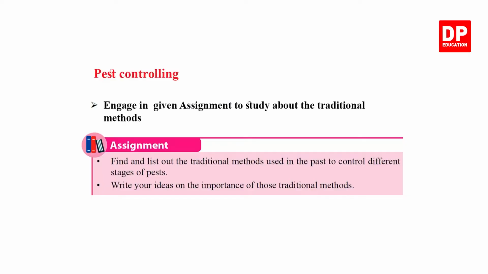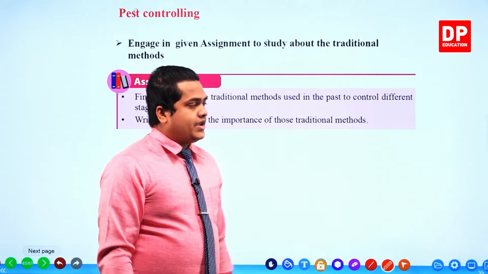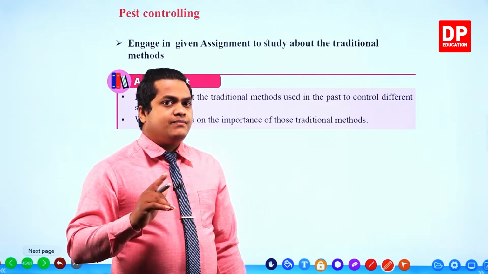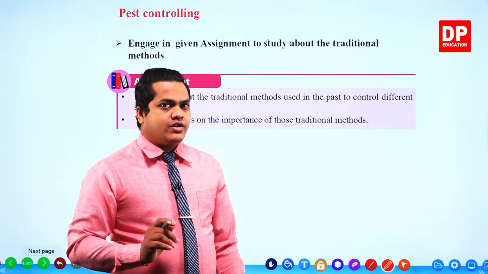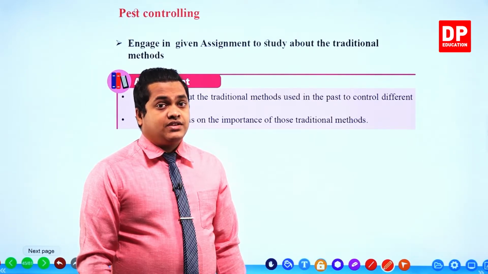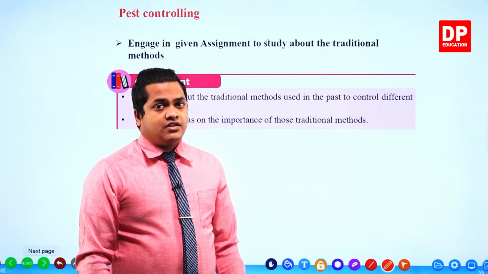Right then. So you are given an assignment to study the traditional methods. Find and list out the traditional methods used in the past to control different stages of pests. Write your ideas on the importance of those traditional methods. So we have to find out traditional methods of controlling pests, then write down the importance of traditional methods.